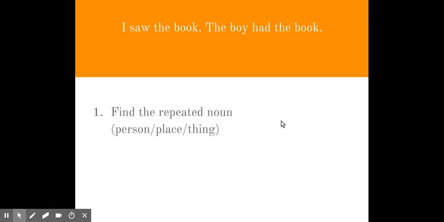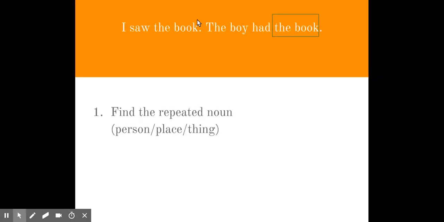So let's give it a try. I saw the book. The boy had the book. So the first thing we want to do, right, decide which of these we think is the most important. I saw the book or the boy had the book. And then what nouns do we see in the sentence? We see I, book, boy, book. Right.